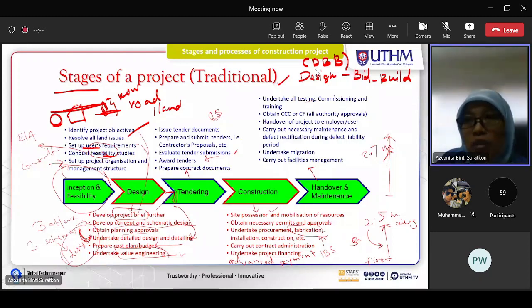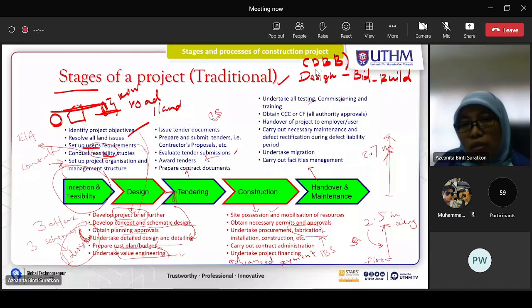For example, in the building they have electrical appliances, lift, mechanical, escalator, whatever. So they will make sure all this system is functioning properly. Okay, right, and then obtain the CCC or CF, certificate of compliance, and this one CF, certificate of fitness.